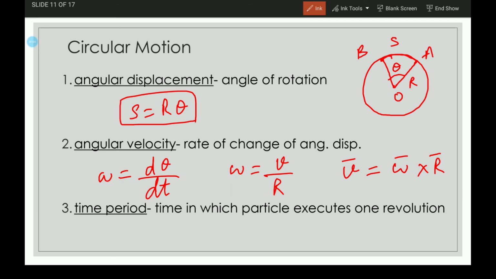Number 3, the time period. It is the time in which the particle executes one revolution. So capital T is equal to 2 pi by omega. Also, another quantity that is defined is frequency, and frequency is equal to 1 by T, that is the number of revolutions a particle executes in 1 minute.